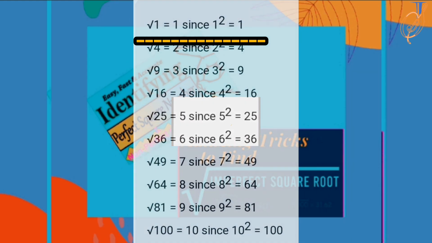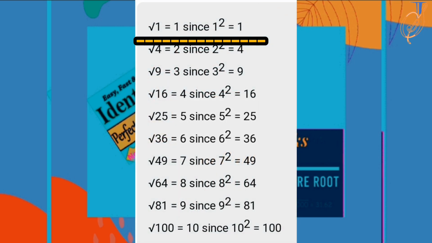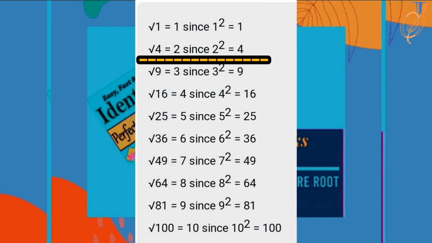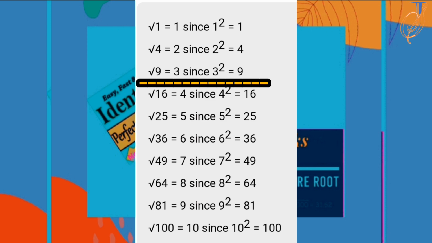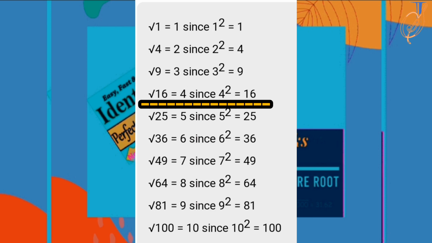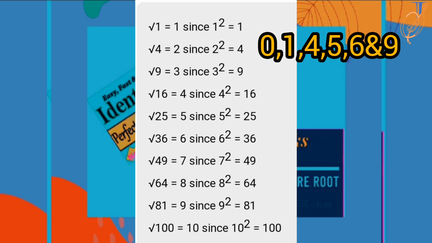Observe the table. Here 1 square equal to 1, that means root 1 equal to 1. 2 square equal to 4, that means root 4 is equal to 2. 3 square equal to 9, that means root 9 is equal to 3. 4 square equal to 16, that means root 16 equal to 4. Here the last digits 1, 4, 5, 6, 9, you will get the exact integer.